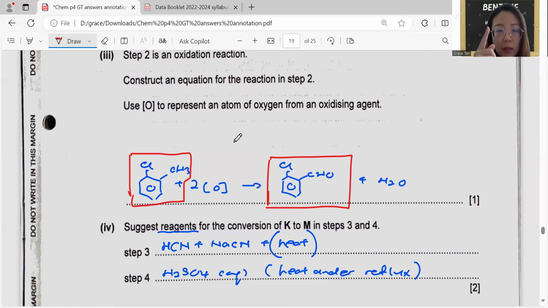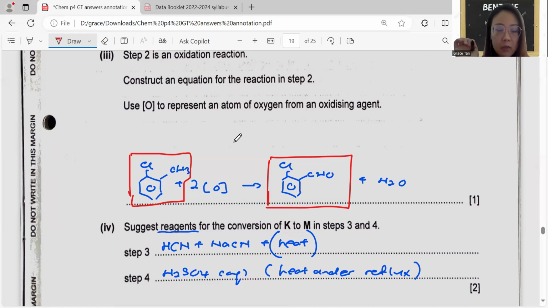So that's why I need one bracket O. But you remove 2 hydrogen, right? Hydrogen must always come out in water. There is CH3, that means there's 3 hydrogen there. 1 still remains, 2 came out. All right. So hydrogen must come out in water. So you need another oxygen there. So there are a total of 2 oxygen required. So it's 2 bracket O.